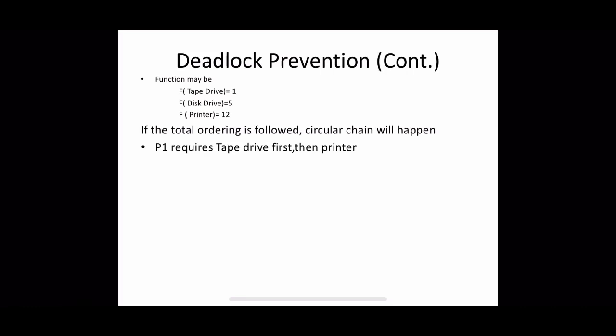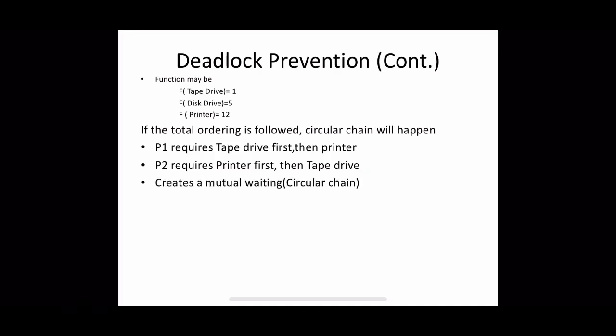Suppose we have two different processes, P1 and P2. P1 requires the tape drive first, then the printer. Likewise, P2 requires the printer first, then the tape drive. In the normal case, what happens is P1 will request the tape drive first, and meanwhile P2 requests the printer. They will both be allocated, right? And after that, they will mutually wait, right? A circular chain will be there, right? So how will you break this chain? The solution is using this total ordering.